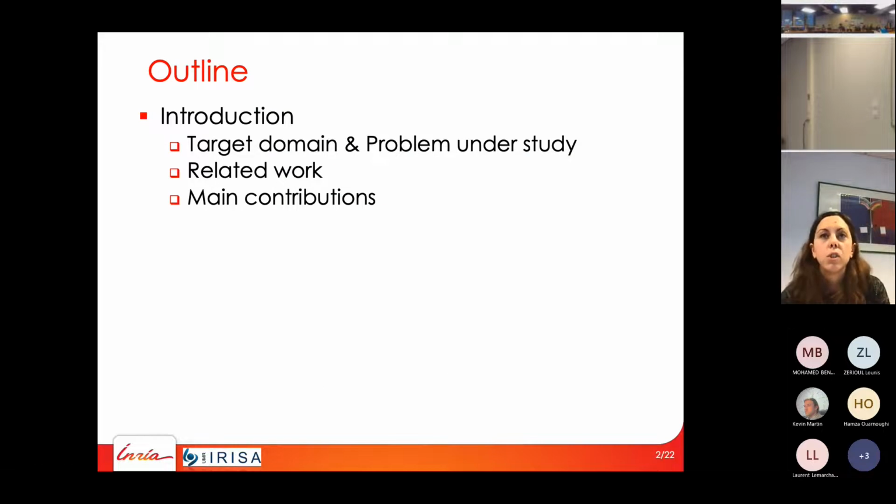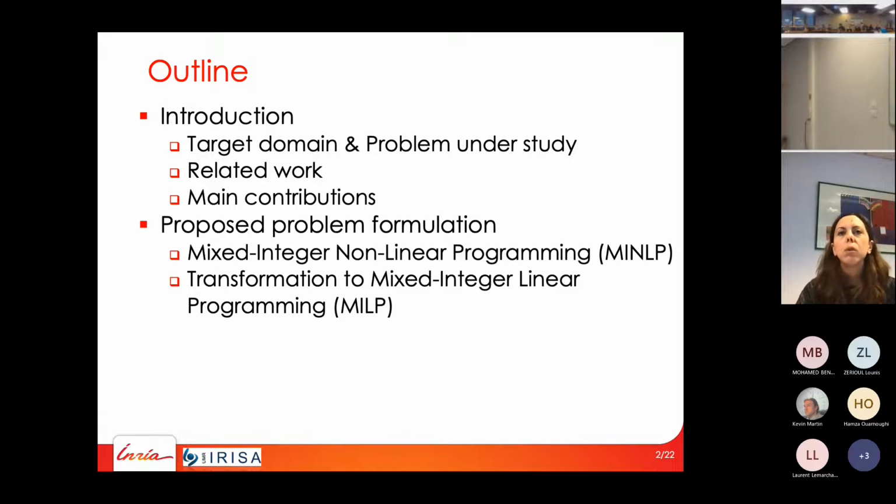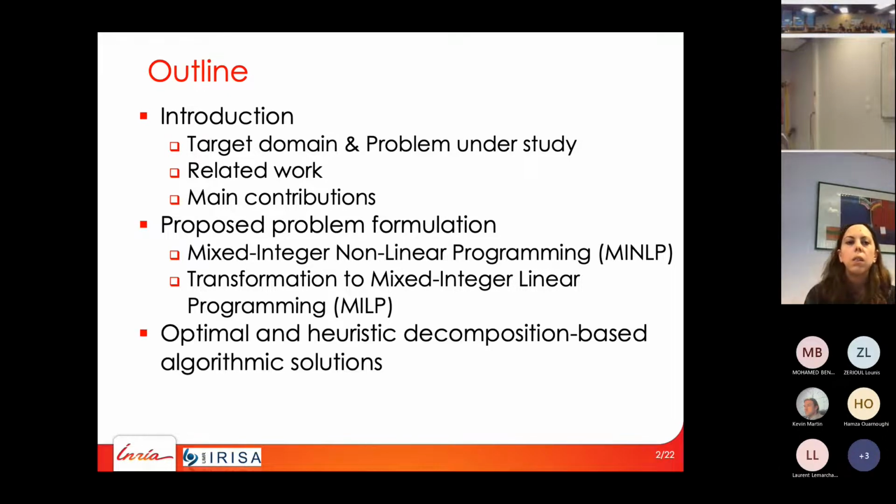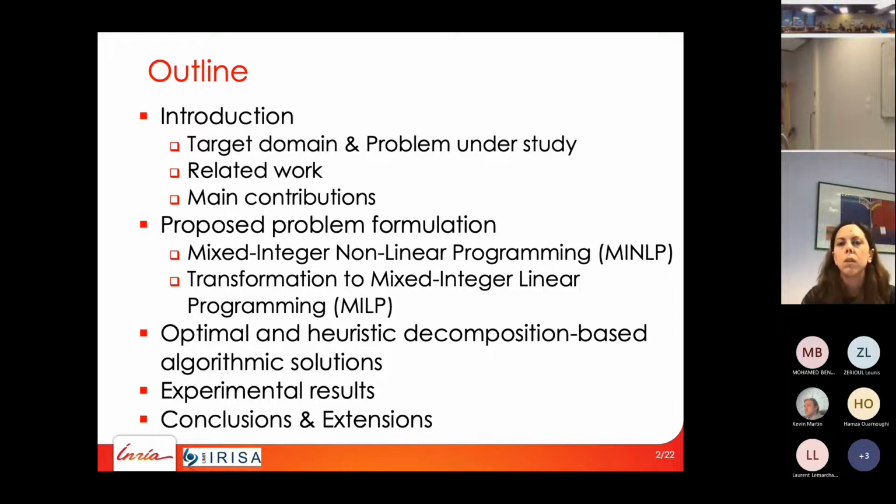So here's the outline of the presentation. We will start with a description of the target domain and our problem understudy. Then I will briefly summarize the state of the art and the main contributions. Then we will go to the proposed problem formulation as a mixed integer nonlinear programming and how we transform that to a mixed integer linear programming. Then we will discuss our optimal and heuristic decomposition-based algorithmic solutions that we have used. Briefly, we will go to some representative results to evaluate these methods. And at the end, we will conclude and discuss a bit about the extensions of this work.